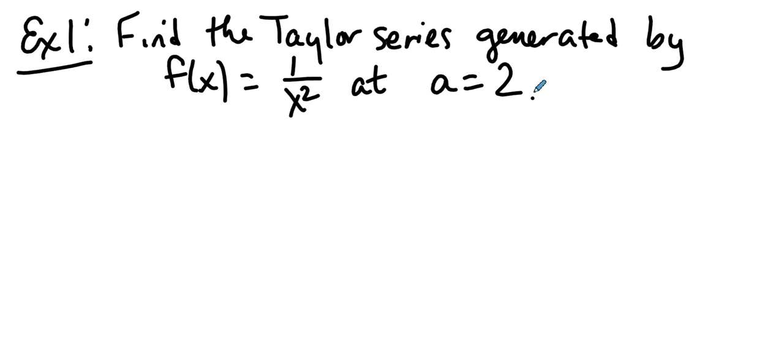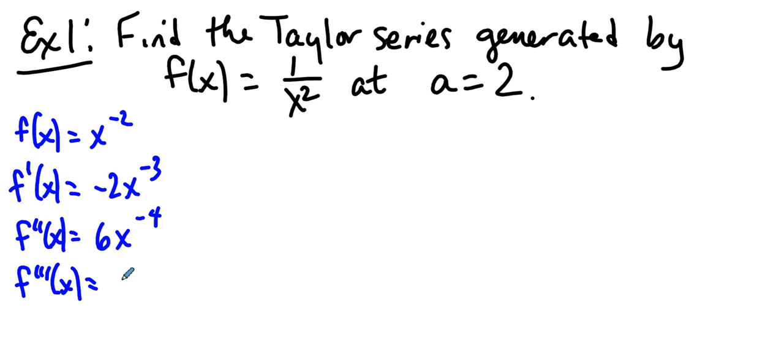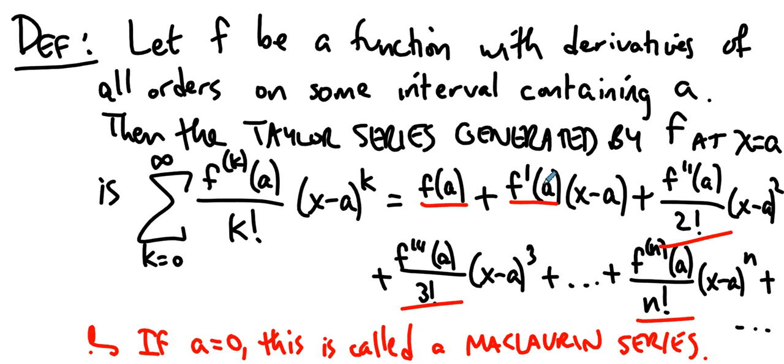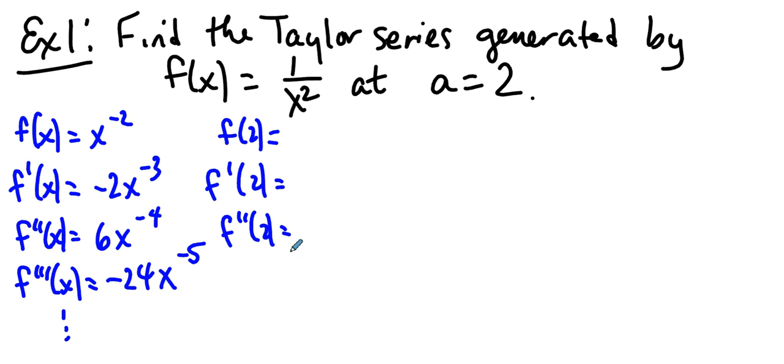So to generate a Taylor series, we have to know something about derivatives. Here's x to the negative 2. We have to know what a bunch of the derivatives are. Negative 2x to the negative 3. Negative 3 times negative 2 is 6. Negative 4 times 6 is negative 24, and so on, right? We have to know what those derivatives are. But we don't just have to know what those derivatives are. We have to know what those derivatives are at a. So we have to know what f of 2 is, what f prime of 2 is, what f double prime of 2 is, what f triple prime of 2 is, and so on.